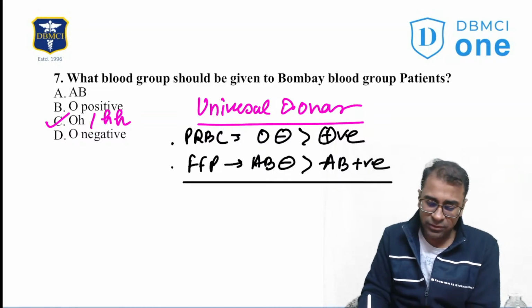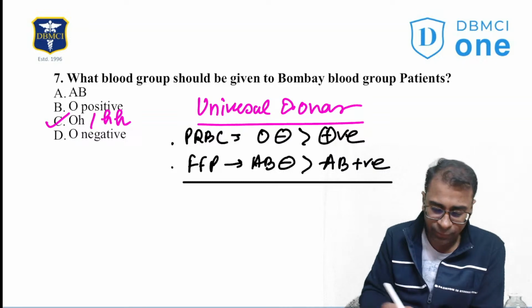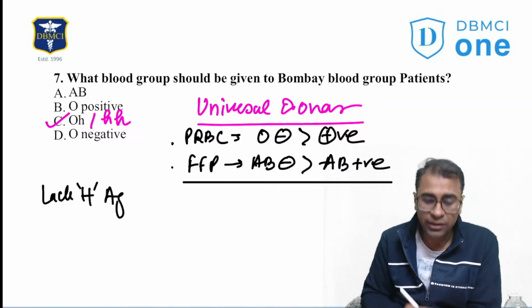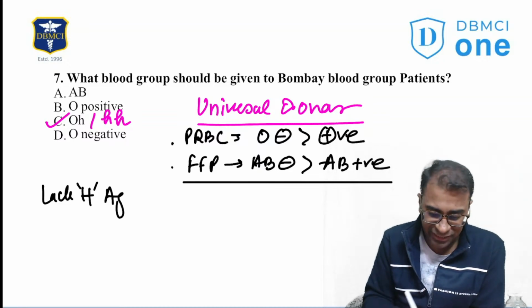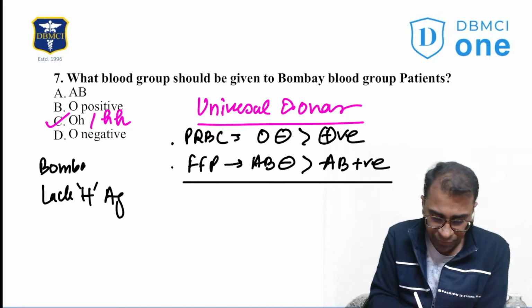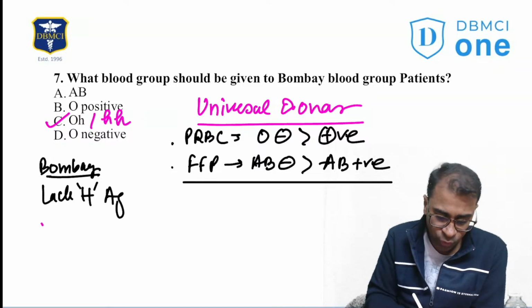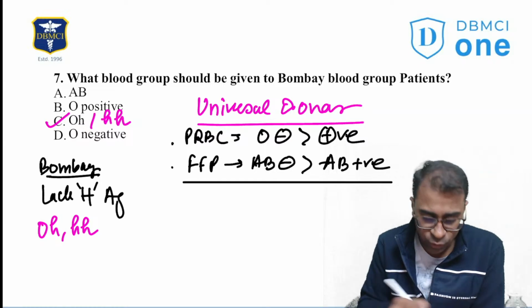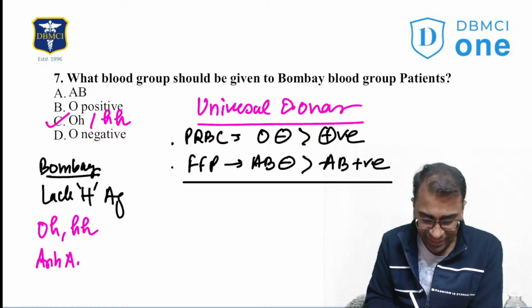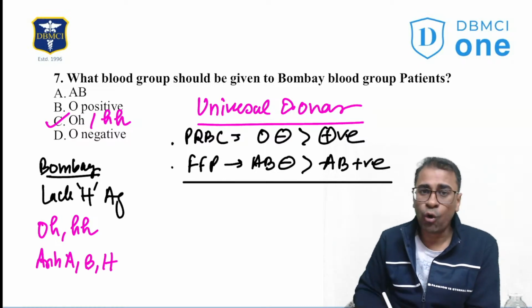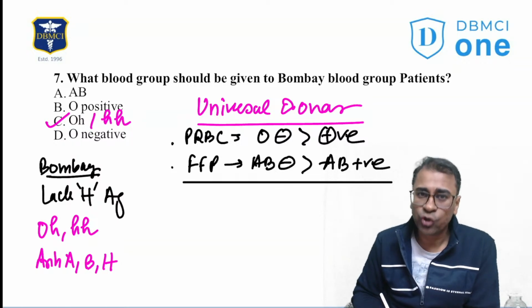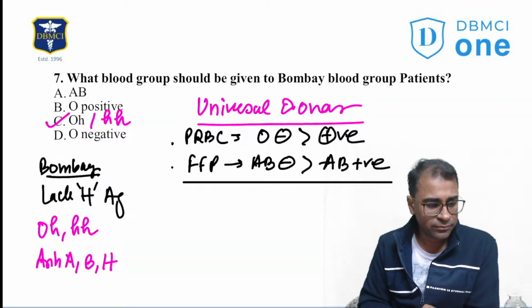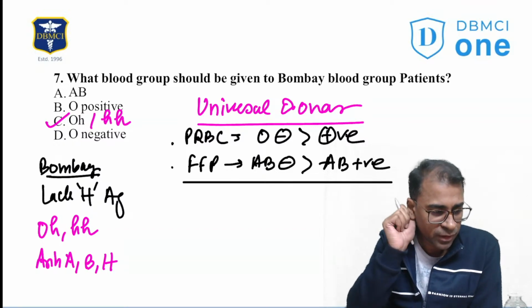Now remember, the problem with the Bombay blood group is they lack the H antigen. Because they lack the H antigen, we call them O small h. They have anti-A, anti-B, and they also have anti-H. And so the only blood group they can accept is their own blood group. Did you get the point?